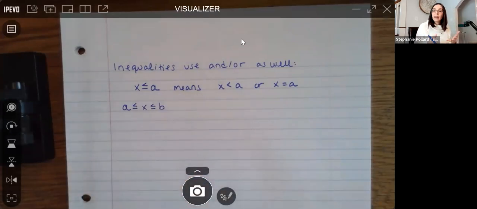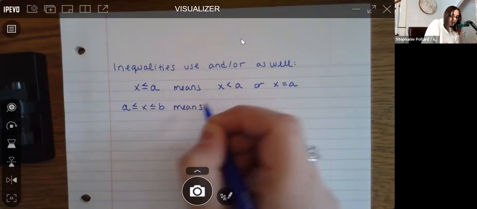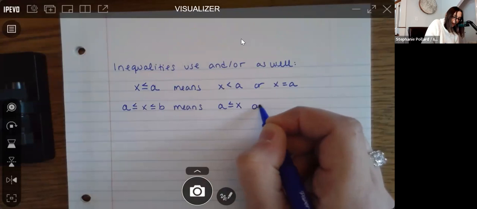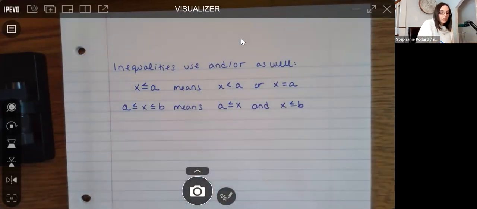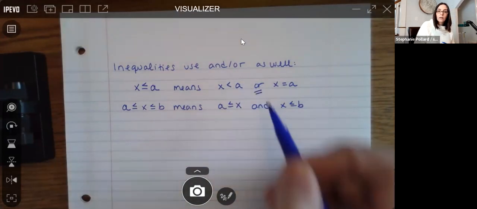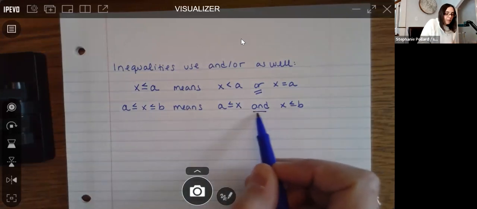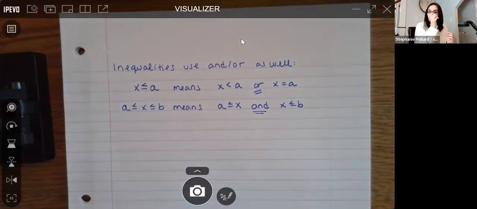And if I have a double-sided inequality like this, then we're really saying that a is less than or equal to x, and x is less than or equal to b. So notice the difference here. This first statement, we had an or, right? Because you could be one or the other, and it would still be true. Here, we have an and statement, right? x has to be in between both of those values. So we need both that x is greater than or equal to a, and also that it is less than or equal to b.